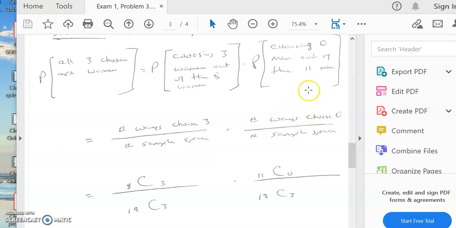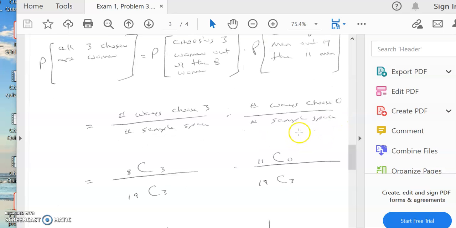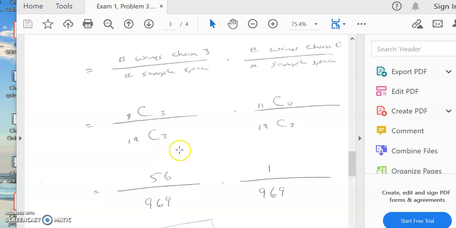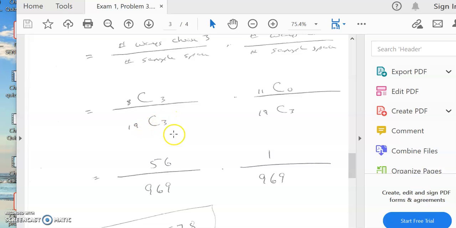The way we can choose 0 men out of the 11 men is, well, how many ways can you pick 0 men over the number that's in the sample space? Now, is this denominator here the same, right? The number in the sample space, that's the denominator for both of those. Do you see why this is the denominator?